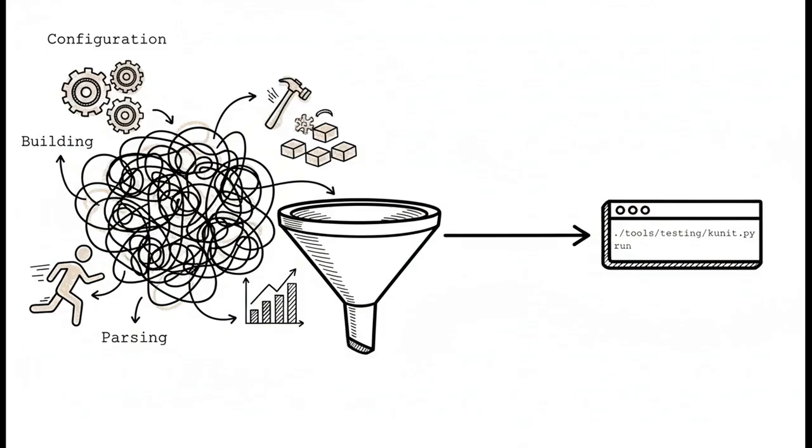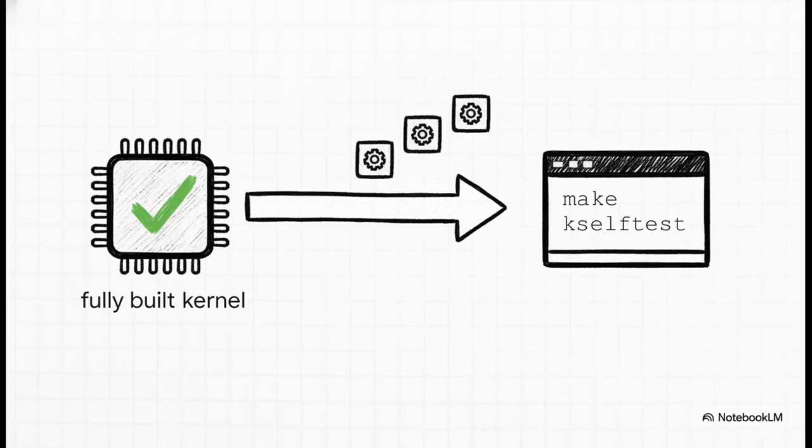And this is the best part. All of that complexity, the configuring, the building, the executing, the parsing, it all gets boiled down to one single command. This makes running tests ridiculously fast and easy, which means developers are way more likely to do it all the time. And Kselftest is just as elegant. Once your kernel is built, you can build and run that whole suite of user space tests with another super simple command. It's all about making comprehensive testing as frictionless as possible.